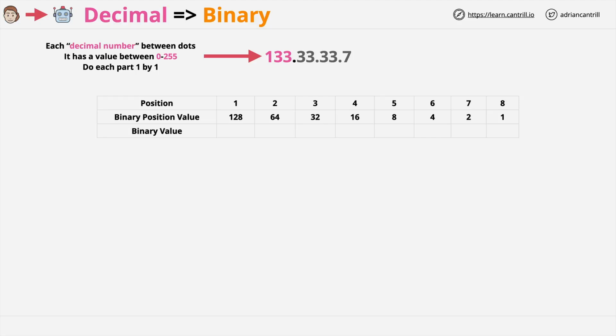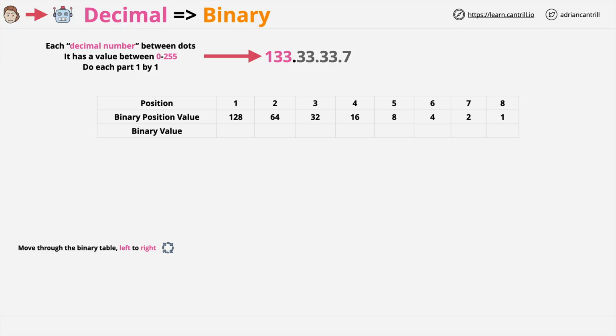So once again, for a given decimal part of the IP address, so in this case the first one we're going to look at is 133, we're going to work through this table left to right. And as I mentioned earlier, I'm going to demonstrate the process for 133 and 33, and then you're going to follow the process for 33 and 7. So we start on the table in position 1, we compare our decimal number, so 133, to the value in the current position of the table, which is 128.